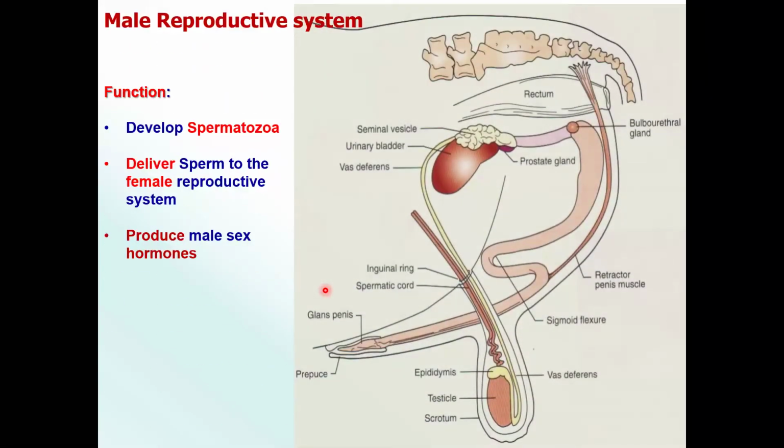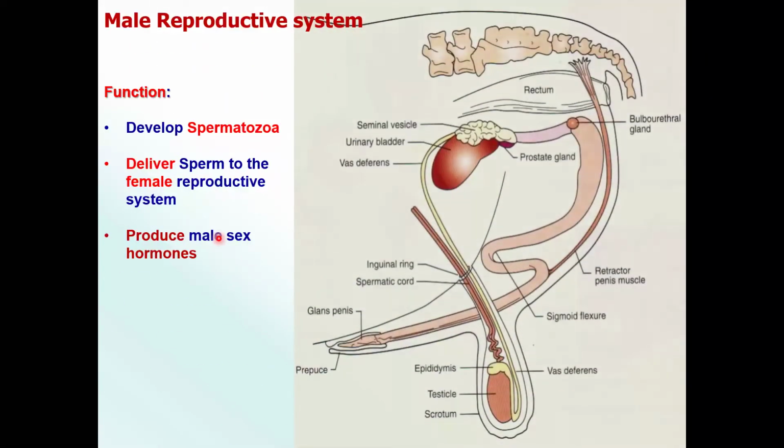What is the general function of the reproductive system? Basically, I will talk about three major functions. The first one is to develop the spermatozoa, that is the sperm, which will develop in the testis, and we'll talk about this one in detail later on. And then to deliver those sperm into the female reproductive tract or reproductive system, and finally to produce male hormones, which includes the testosterone and the androgen.